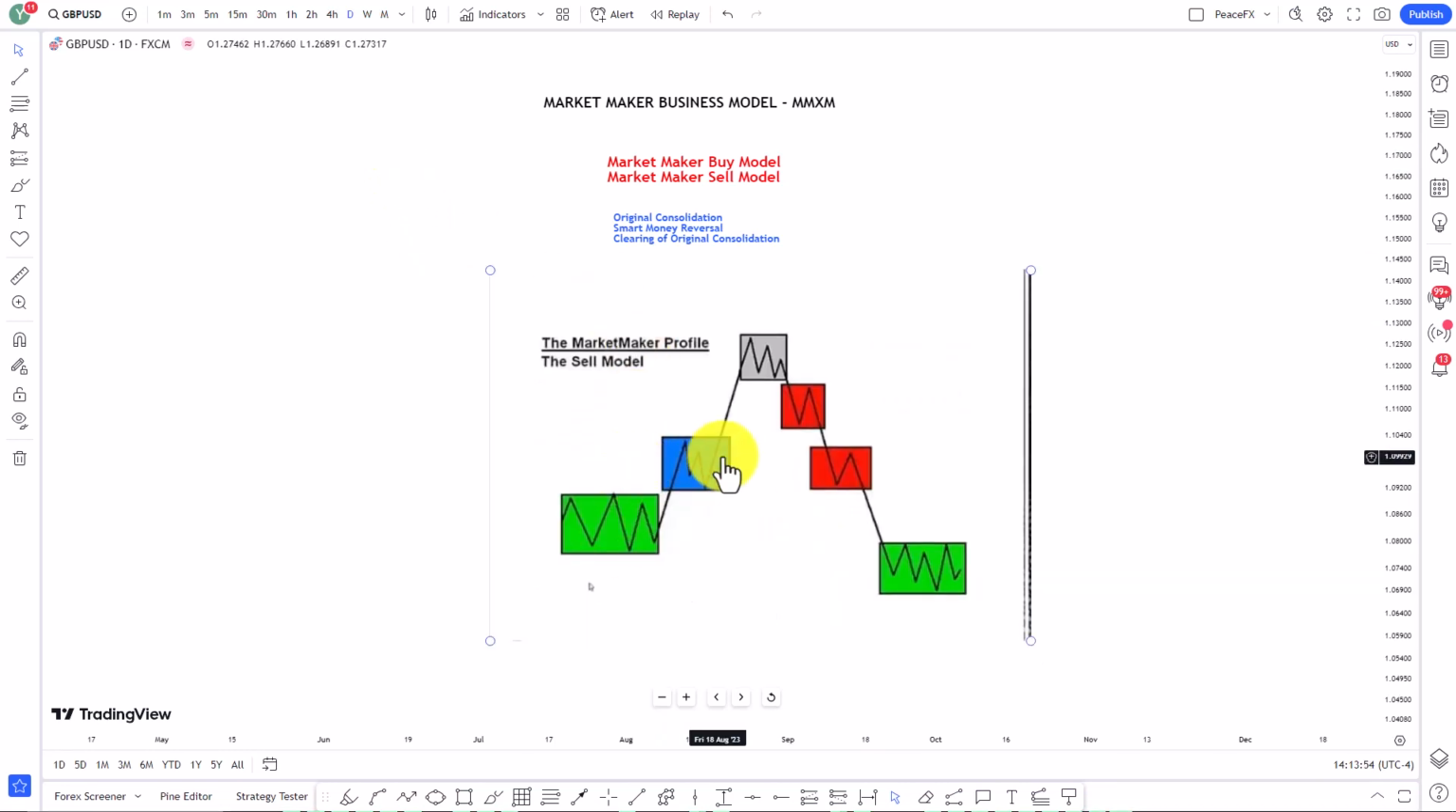This is a sell model, the market maker sell model. It's called a sell model because we're focusing on the sell side of the curve with the anticipation that the market will run below this particular original consolidation. The same explanation applies for the sell model as I did for the buy model. You just flip everything altogether: the original consolidation, smart money reversal, and the clearing of the original consolidation. And this particular pattern is also fractal. It occurs in any time frame, so you utilize the time frame that you've worked upon.